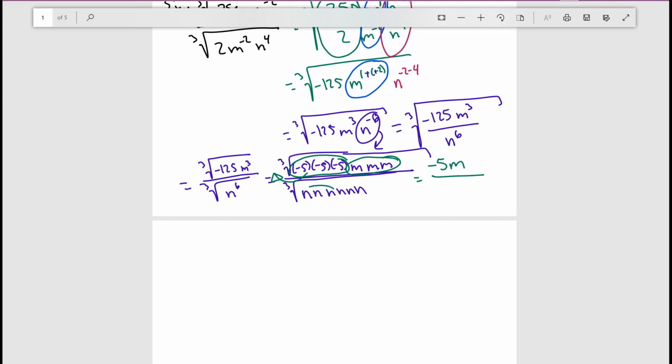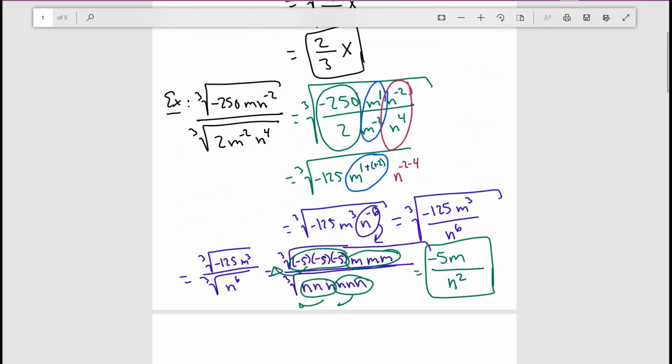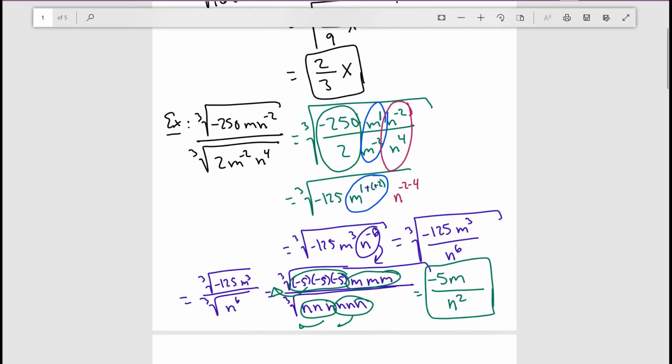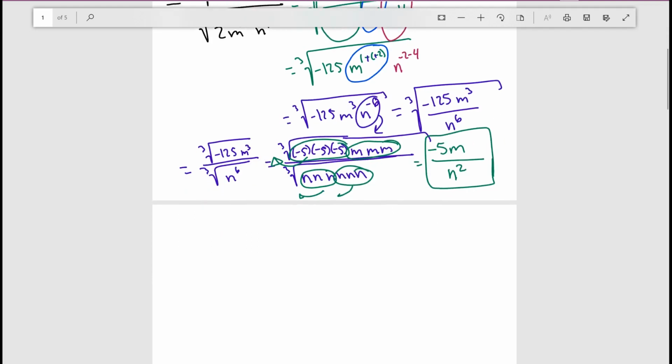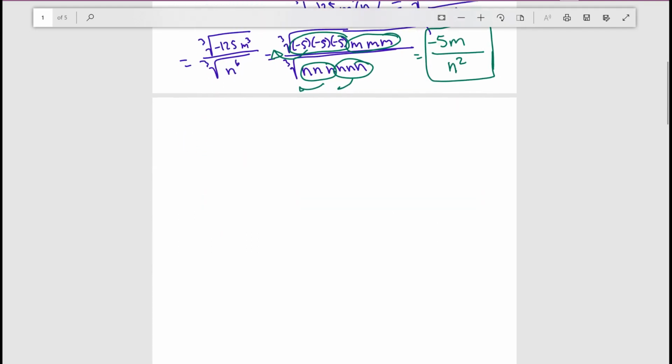Now here you have one triplet of n's and another triplet, so you're going to have 2 n's. So it's going to be n squared. Okay, and this is going to be my final answer. So these are two different types of problems. If you were still confused, just go ahead and rewind it and try them out again.